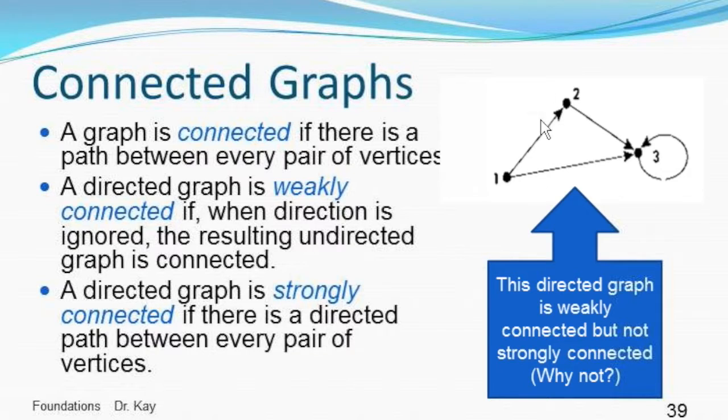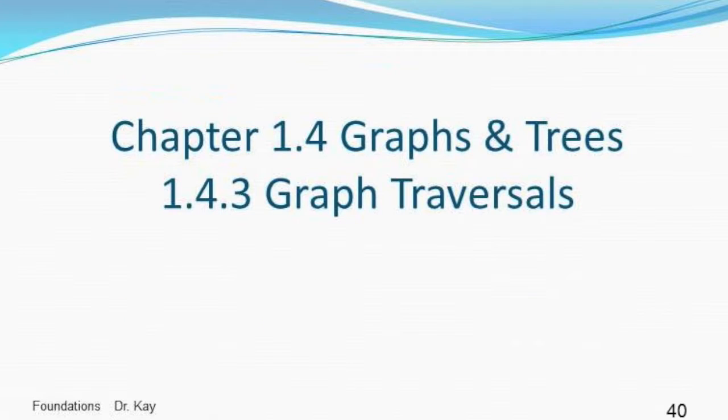In fact, there may be a path from everybody else to everybody else. But there's no path from 3 to 1. So it is weakly connected because if we turned all these arrows into standard lines, it would be connected. But it's not strongly connected because there are paths in this directed graph that we can't follow. Okay, so let's go on and talk about graph traversals.